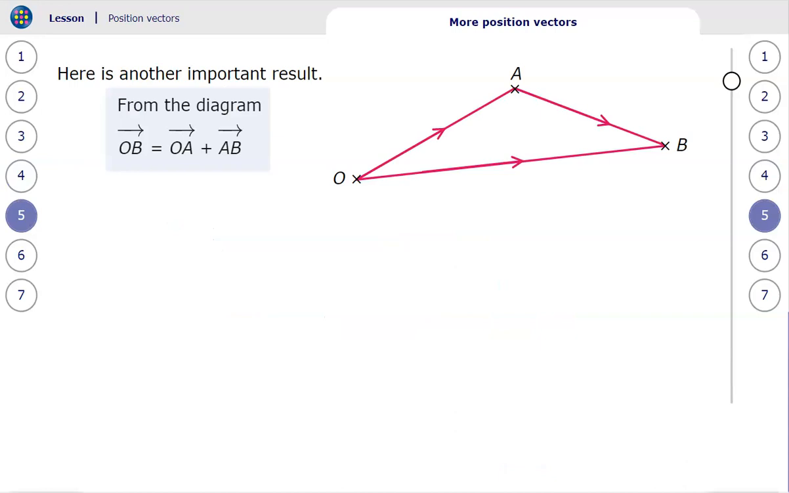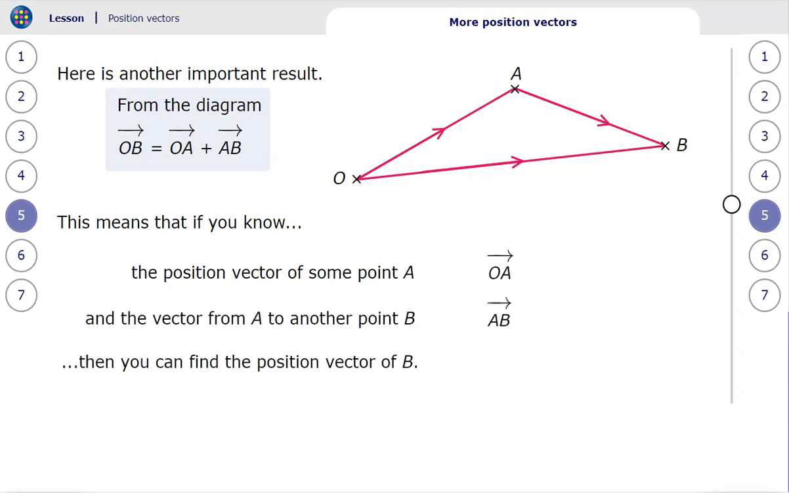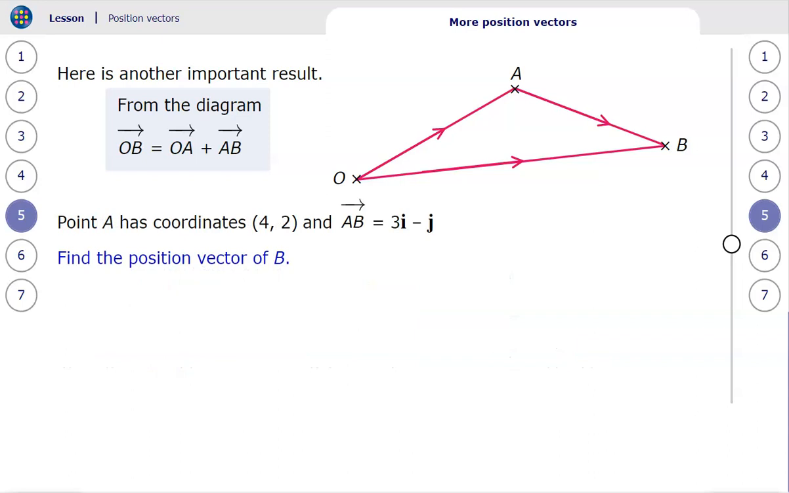Here's another useful application of the notion of a position vector. From the previous slide, we've got this idea that the vector OB will be simply the vector OA plus AB. If I rearrange that, I'll get what the displacement vector AB is. But if they give you a position vector for A and a displacement vector for AB, you can work out the position of B. In other words, you can find the position vector of that, because simply OB is equal to OA plus AB. So here's the example.